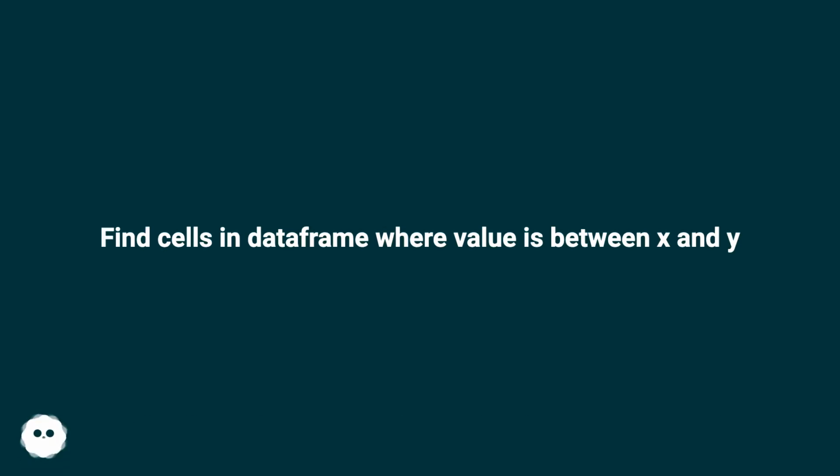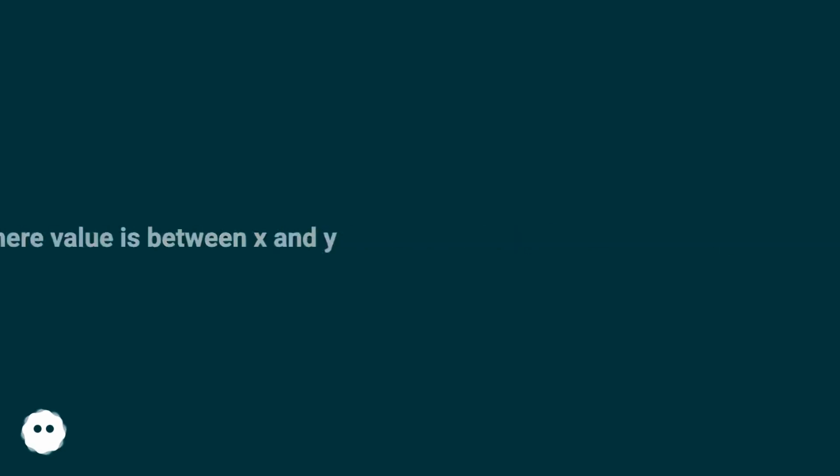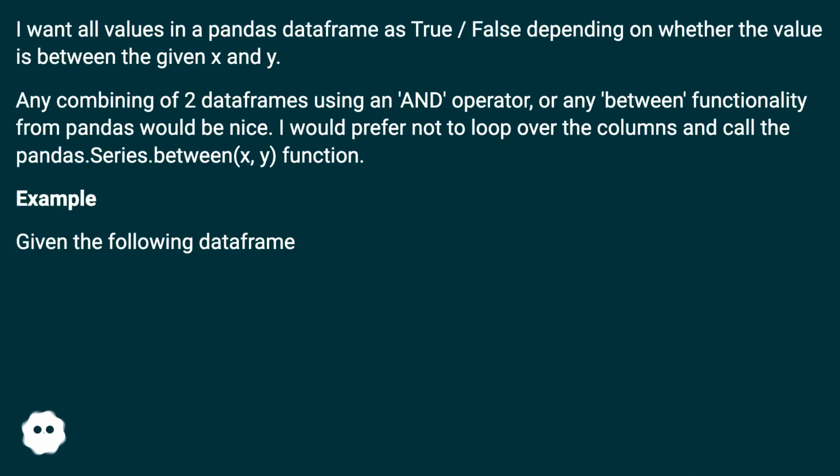Find cells in Dataframe where value is between x and y. I want all values in a pandas Dataframe as true, false depending on whether the value is between the given x and y. Any combining of two data frames using an AND operator, or any between functionality from pandas would be nice. I would prefer not to loop over the columns and call the pandas.series.between x, y function.